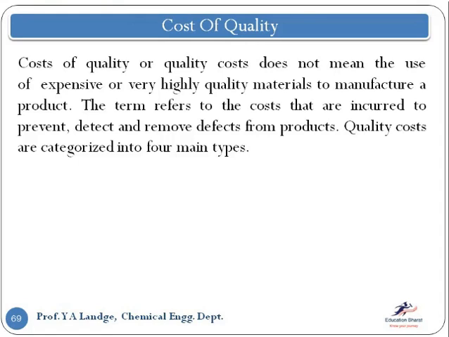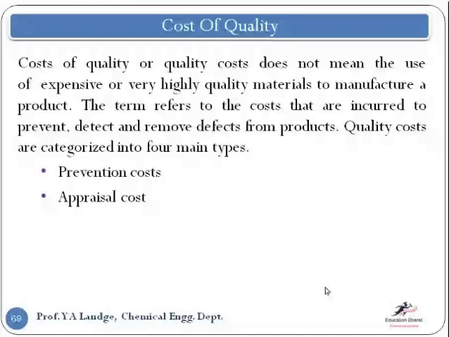We can categorize them in four ways. The first is the prevention cost. In the prevention cost, for example, there is rework or fixing, the rework on the product. That is one thing. The second is the appraisal cost, which means quality assurance, quality control, and all this part comes under the appraisal cost.